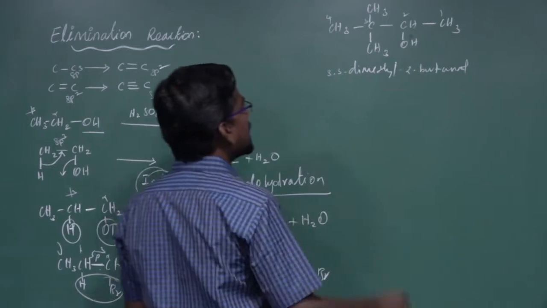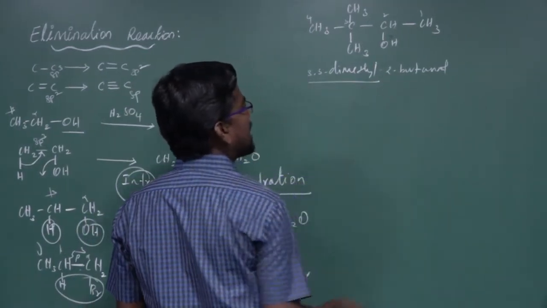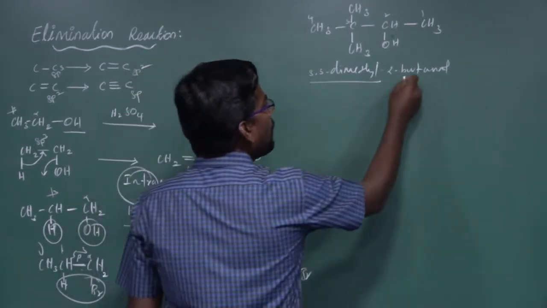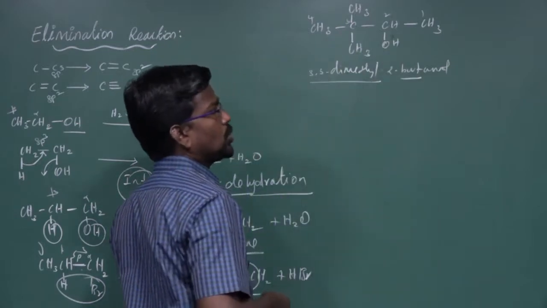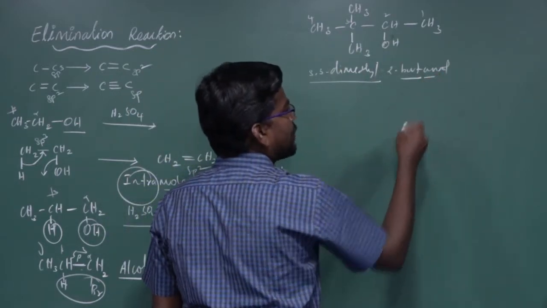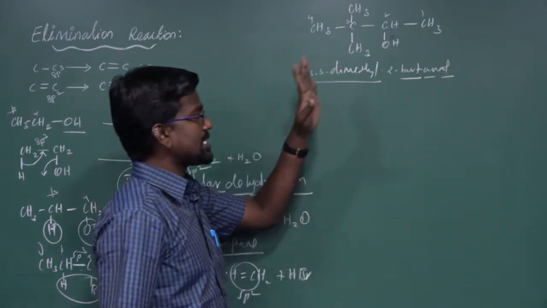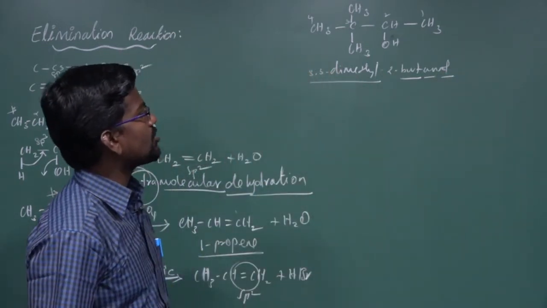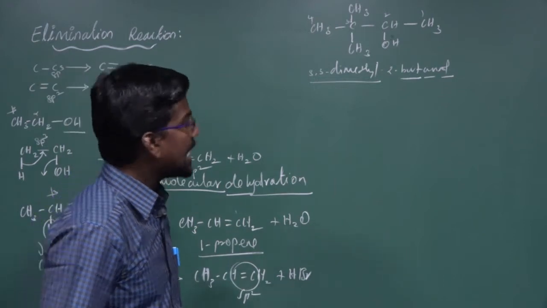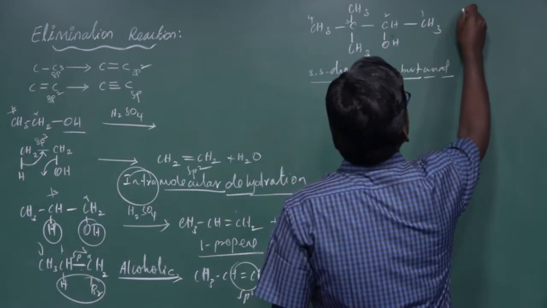3,3-Dimethyl is the prefix, but is the parent chain root word, ane is the primary suffix, and ol is the secondary suffix. The functional group is the secondary suffix. So 3,3-dimethyl-2-butanol reacts with concentrated sulfuric acid.